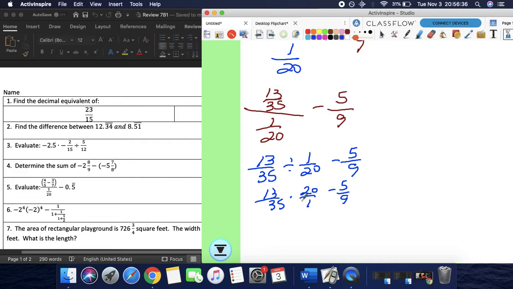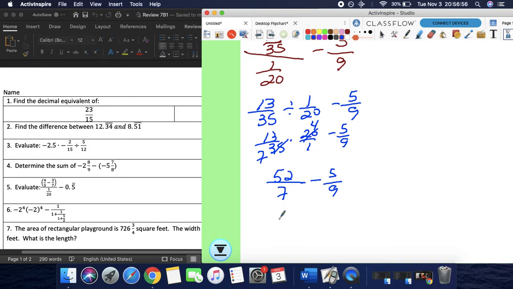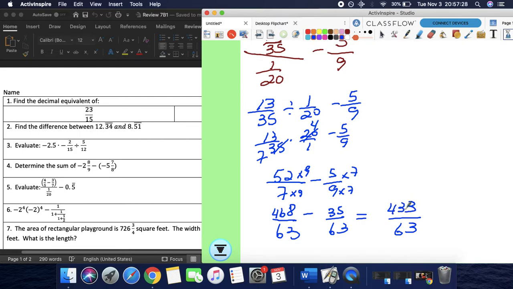Now we can simplify these two. 20 divided by 5 is 4, and 35 divided by 5 is 7. So at the bottom we get a new denominator, 7 times 1 is 7, and on the top we get 52. And that minus 5 over 9. Find an LCM. The common LCM here is 63. So 52 over 7 in 63rds means multiplying by 9, and 5 over 9 means multiplying by 7, which gives 35. So the final answer is something over 63. Looks like it's 433 over 63. I'm not changing this to a mixed number because I think that's enough.